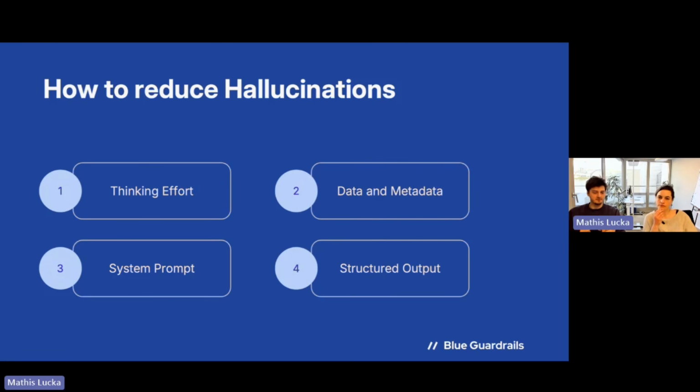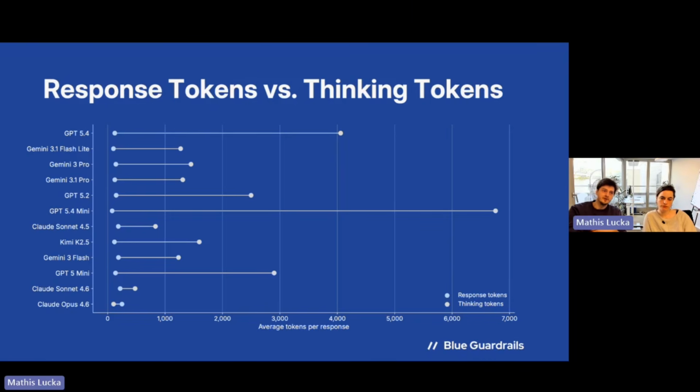How many thinking tokens does the model produce before answering? Data and metadata, system prompt, and structured outputs. I'm going to jump into the thinking effort first.